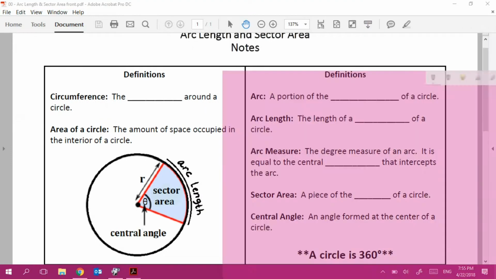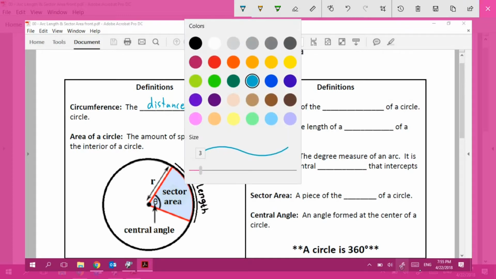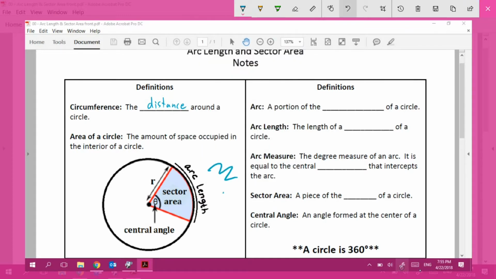So let's start with circumference. The circumference is the distance around a circle. It's the distance around. Alright, area of a circle: the amount of space occupied in the interior of a circle. That's the area of a circle. You know how much space is inside of that.